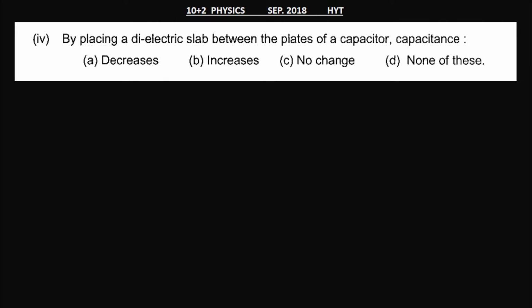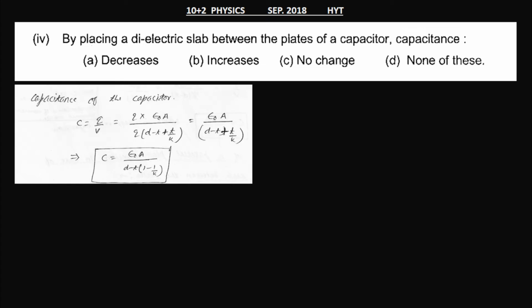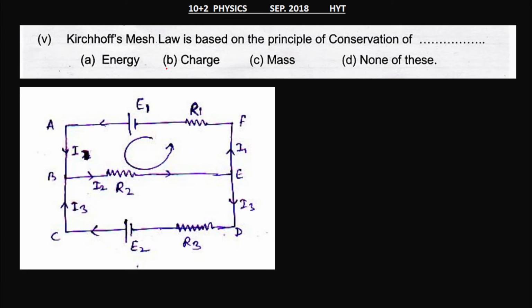Now moving towards the next question, question number 4. This says that by placing a dielectric slab between the plates of a capacitor, the capacitance of the capacitor decreases, increases, no change, or none of these. We know that when we place a dielectric between the plates of the capacitor, the capacitance is given by this formula, where K is the dielectric constant. According to this relation the capacitance increases as the dielectric constant increases. The right answer is B.